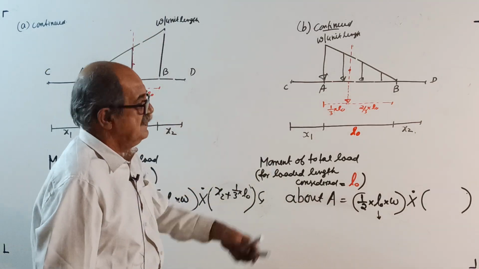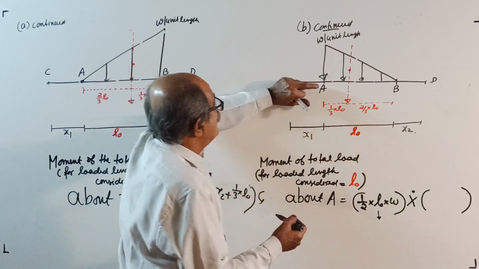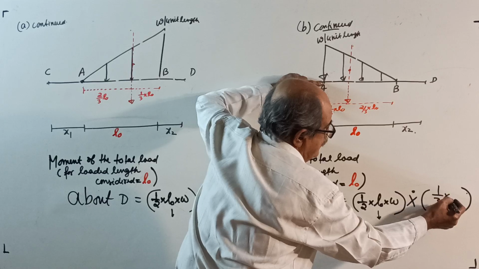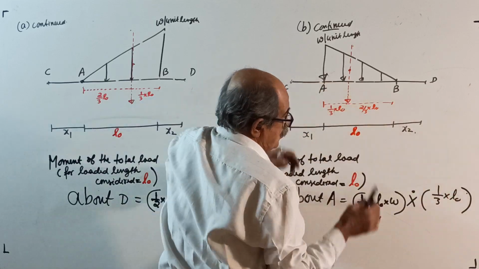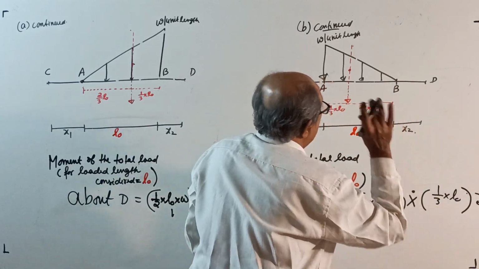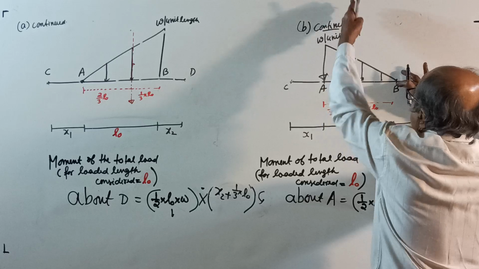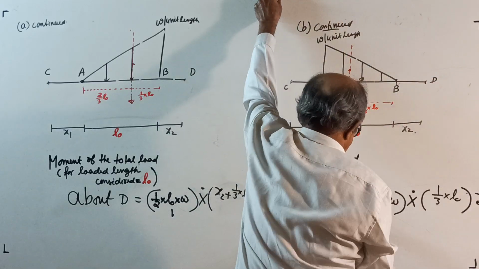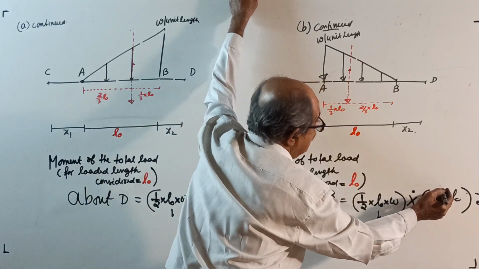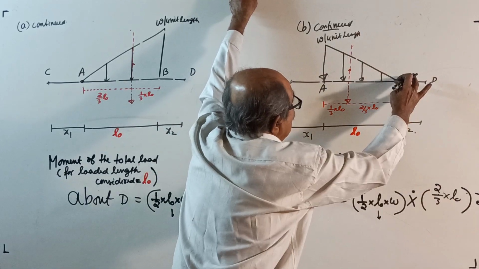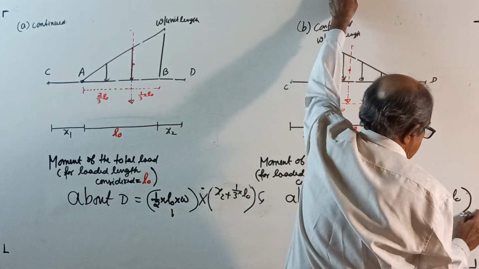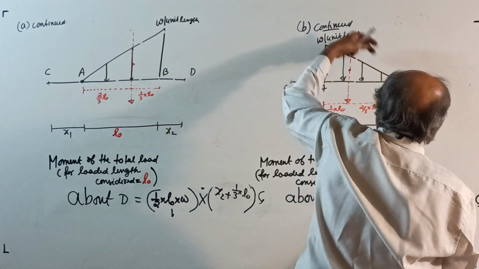Now, go there. Now I will tell it a little faster. When you want moment about A, the total load into 1 by 3 of L naught. Okay, over. Next. This is clockwise. When I want moment about B, the total load into this distance, 2 by 3 of L naught, anti-clockwise.